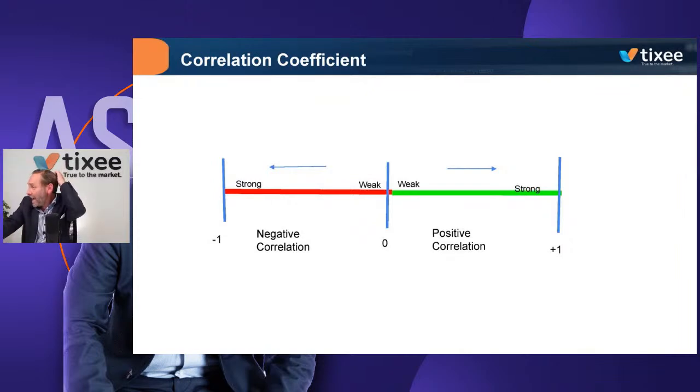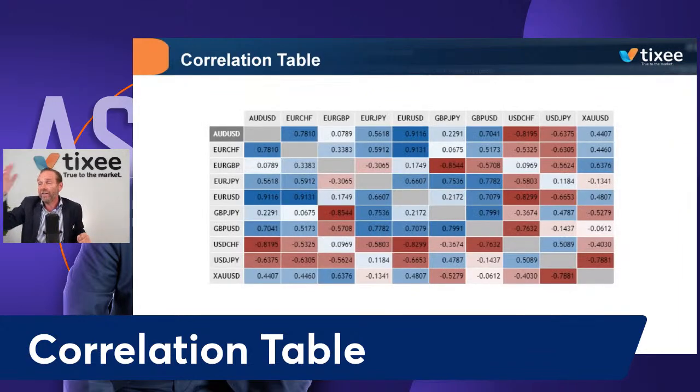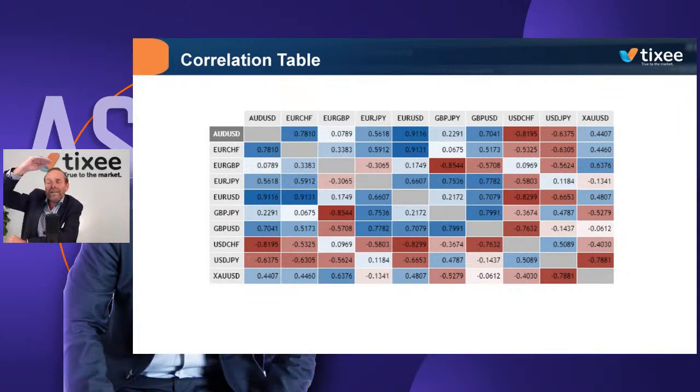Now, how to understand this and to check on this, what you then go and use is what's known as a correlation table. And let me explain and show you an example of one of these, okay? So this is a correlation table, all right? So we've got obviously Aussie dollar, US dollar, Euro Swiss franc, Euro sterling, Euro dollar, Japanese sterling Japanese yen, which is obviously the guppy, cable British pound, US dollar, dollar Swiss, dollar yen, and gold.